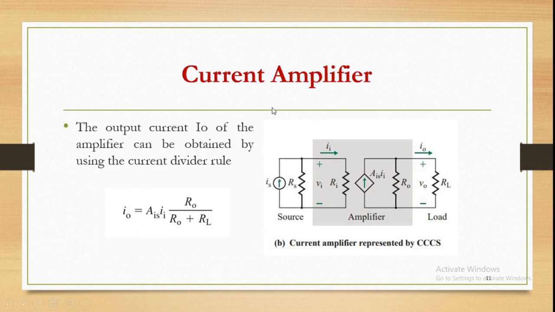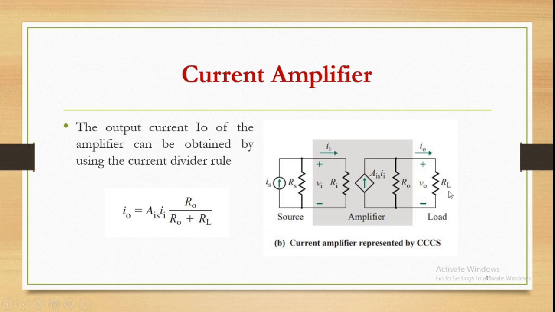As we solved for the voltage amplifier, we can solve for the current amplifier, where AIS is the short circuited current gain. To find the effective gain, we have to calculate the output current. The output current of the amplifier can be obtained by using the current divider rule. So I0 is AIS into Ii, the current source, into R0 divided by R0 plus RL. So why does R0 come first, not RL?